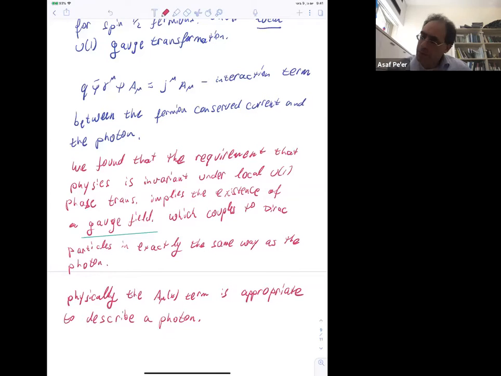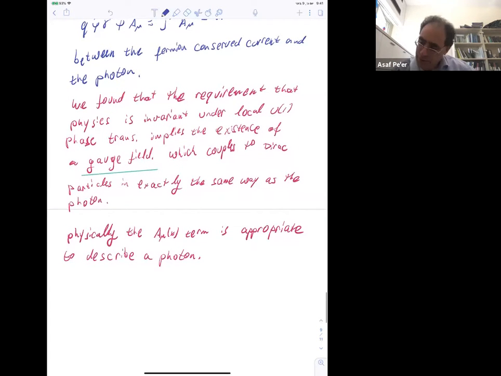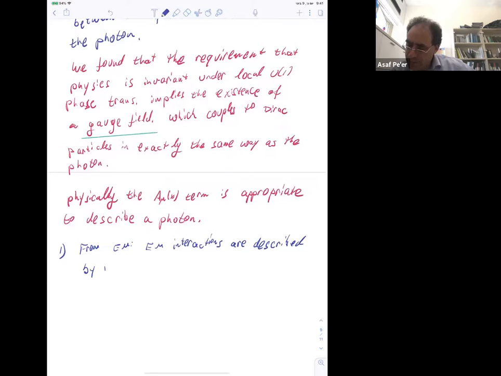Right? Why do I say that? So, as you know from electromagnetism, electromagnetic interactions are described by replacing the four-momentum of the charged particle with P mu minus Q A mu.